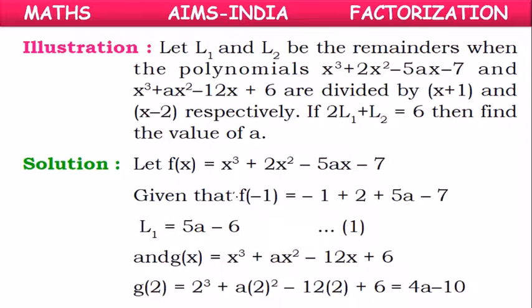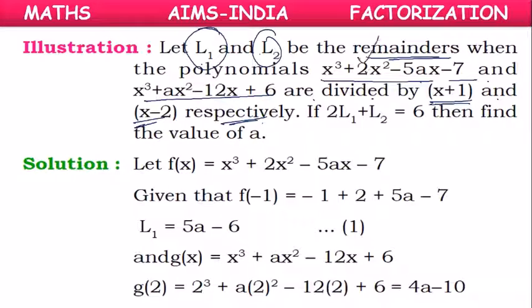Next children, another example. Let L1 and L2 be the remainders when the polynomials, expressions having many terms, are called polynomials. So L1 and L2 be the remainders when the polynomials, this is the first polynomial and this is the second polynomial, are divided by x plus 1 and x minus 2 respectively.